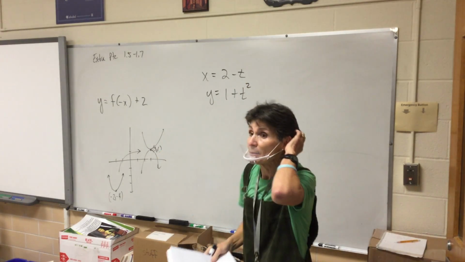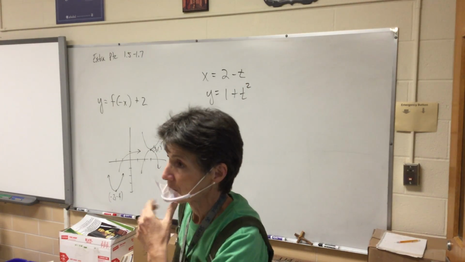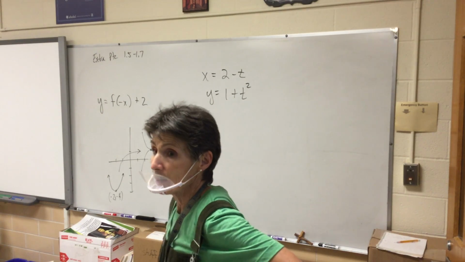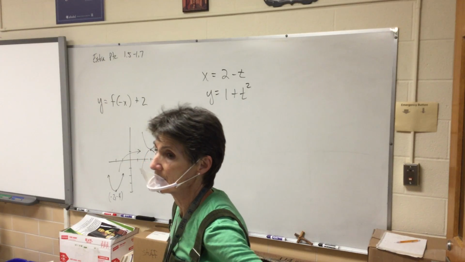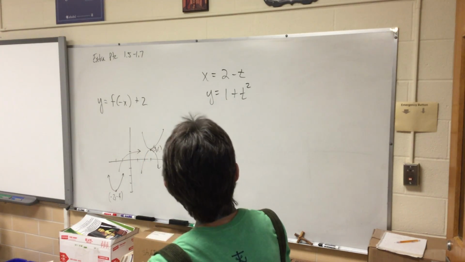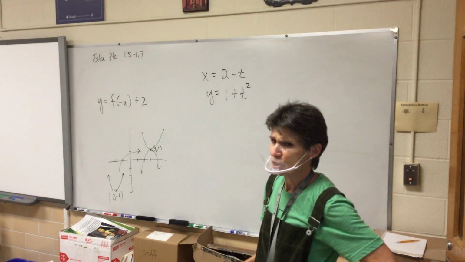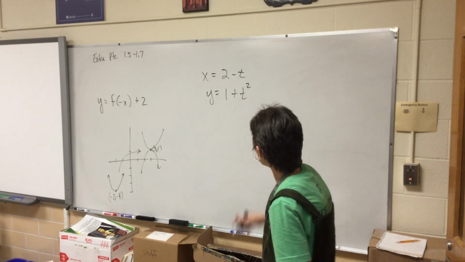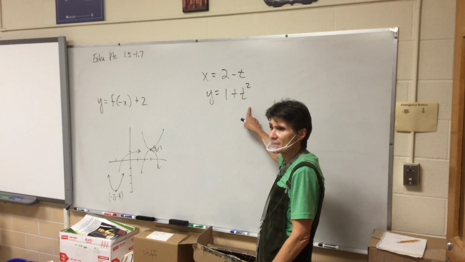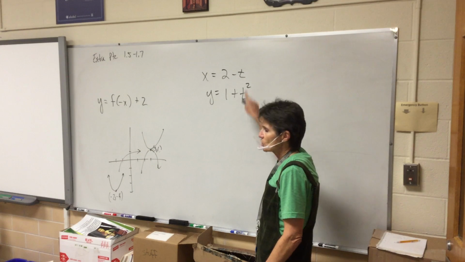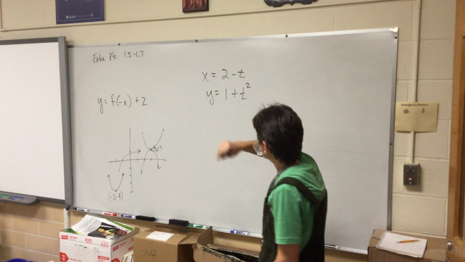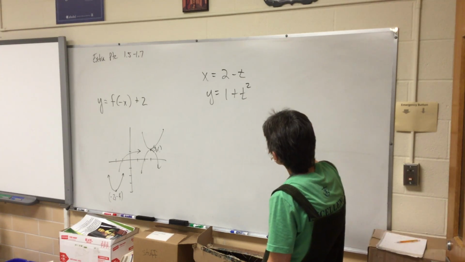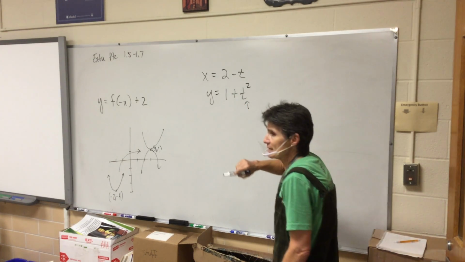So in other words, eliminate the parameter. Write as a Cartesian equation, sometimes also called a rectangular equation, x and y. Alright, so here we go. Elimination's not going to work very well on this one because that's a plain t and that's a t squared. So it's going to be hard to cancel them out. So let's do substitution.